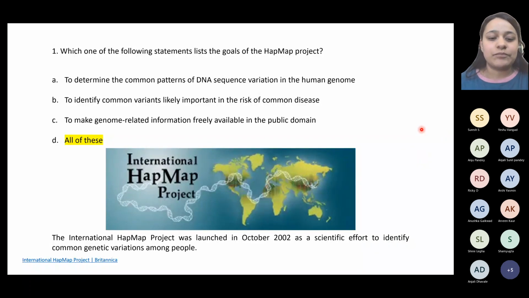I have to admit them, right? So, okay, what was the purpose of this HapMap project? It was to assess normally present variations which could act as risk factors for particular diseases, right?